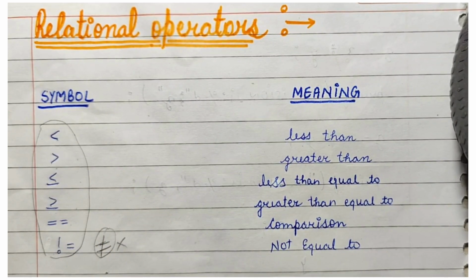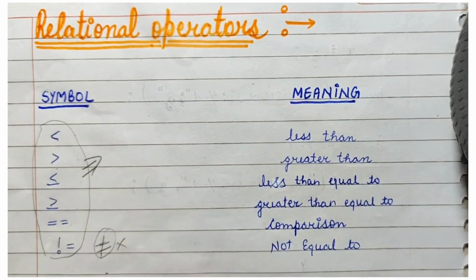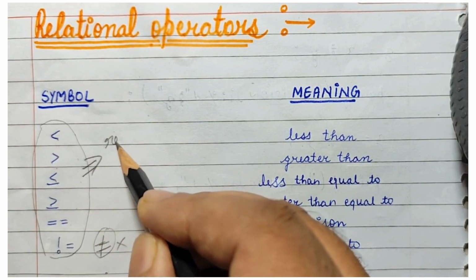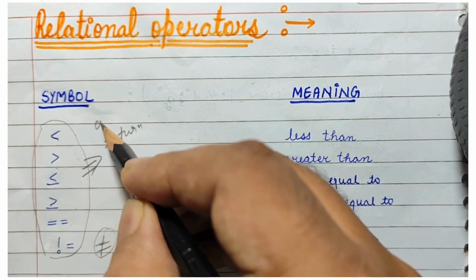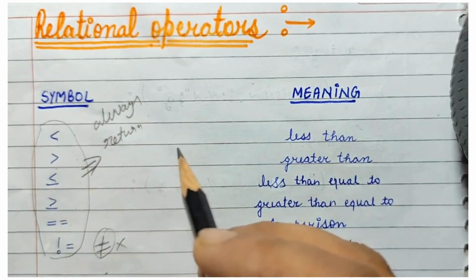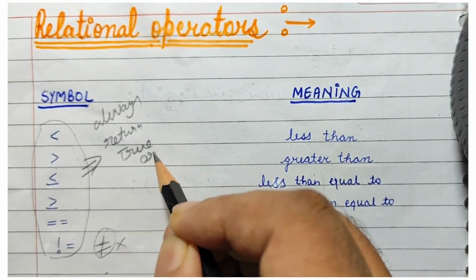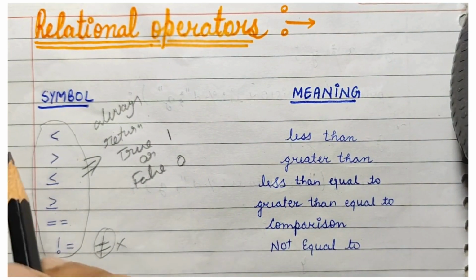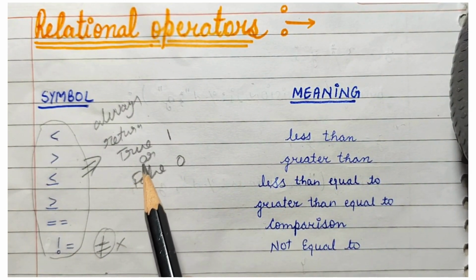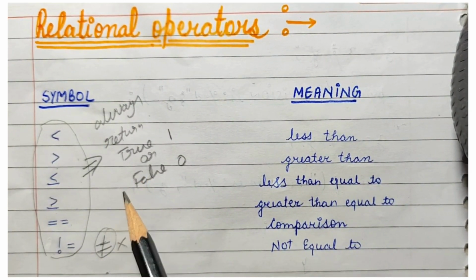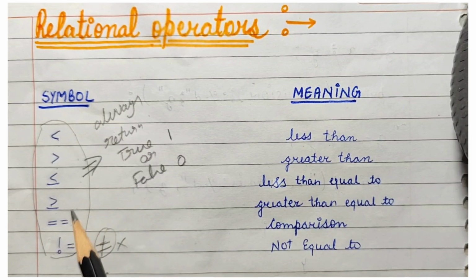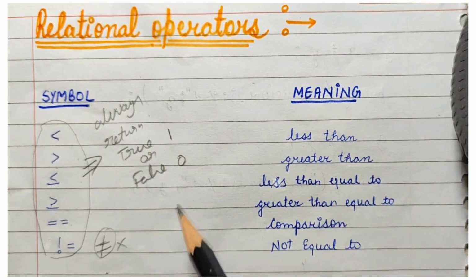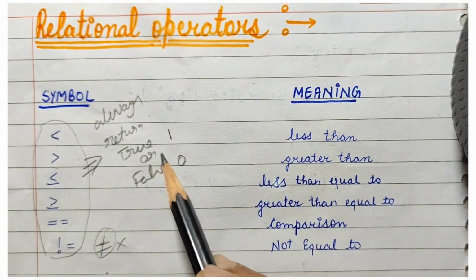Now the speciality of the relational operators is that all these operators always return true or false. True means 1, false means 0. These operators always return either true or false. It will not return both 1 and 0. It will return either 1 or 0 depending upon the values. Now we discuss how it will return true or false.